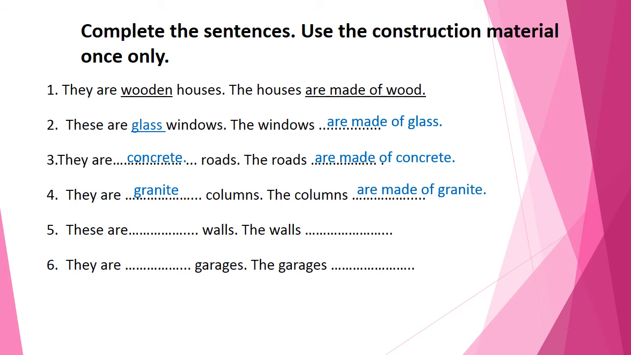Okay, number five. Walls. What materials can we use? They are brick walls. The walls are made of bricks. That's good. Okay, guards. They are stone guards. The guards are made of stone. So easy one, okay? You have to know.